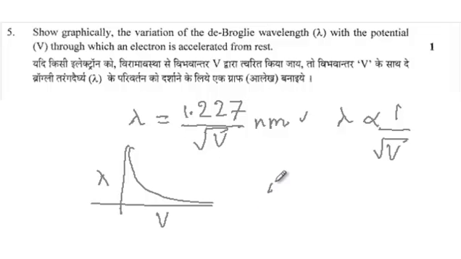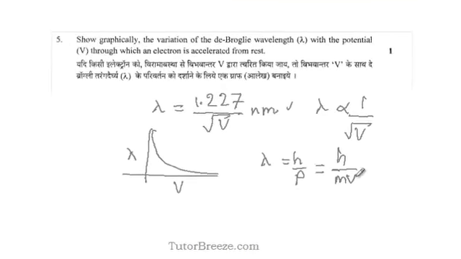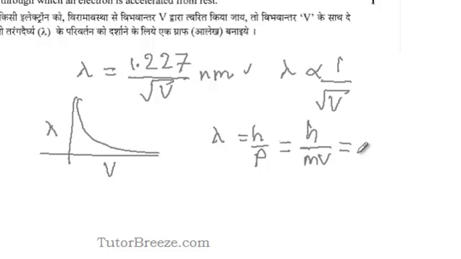See, if you recall, the de Broglie wavelength lambda is equal to h by p, where h is the Planck's constant and p is the momentum, which is equal to mv. Now, this can further be written as h over root 2 mK, where K is the kinetic energy of the electron.